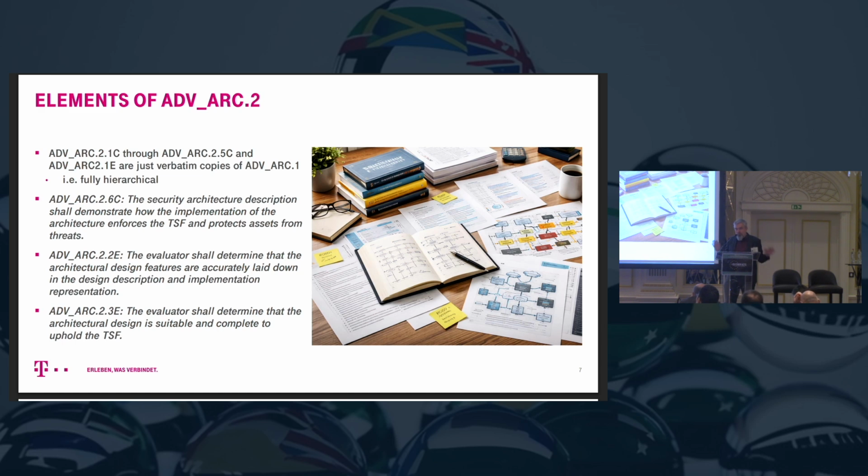and thus to support the idea of security by architecture, by design. Some things like these two separate PCBs, for example, but also other techniques, especially for information flow control. And when we look here, because it's a purely hierarchical structure, the first elements are exactly the same as for ADV_ARC.1. But then we add some requirements. So we add a content requirement that the security architecture description shall demonstrate how the implementation of the architecture enforces TSF and protects the assets from threats.